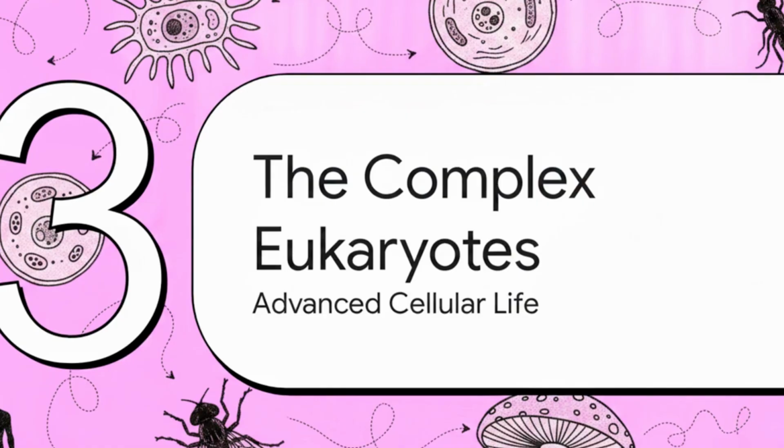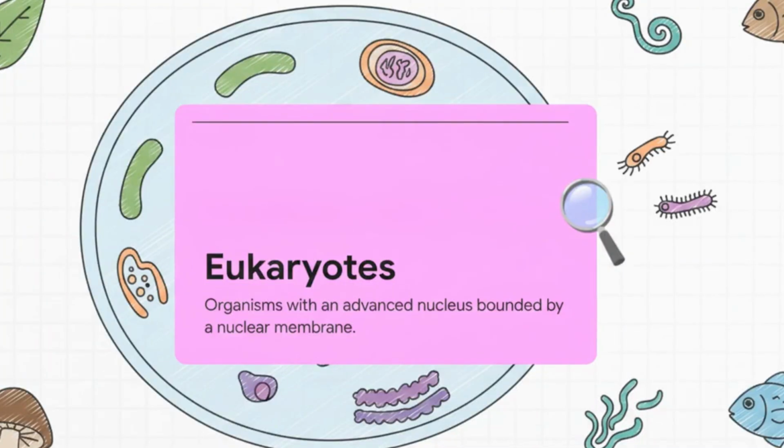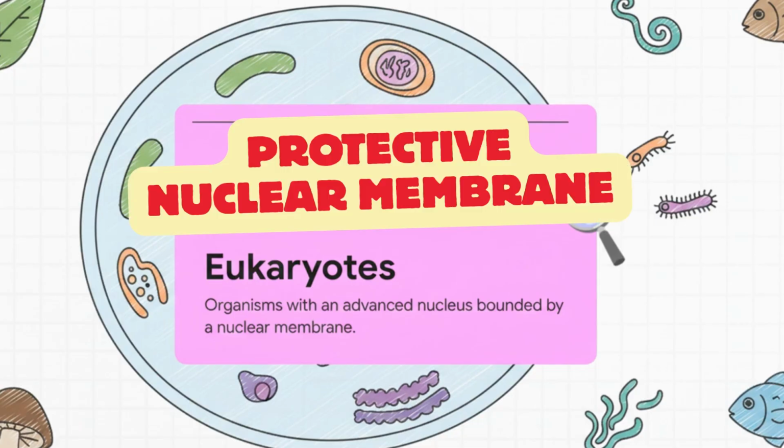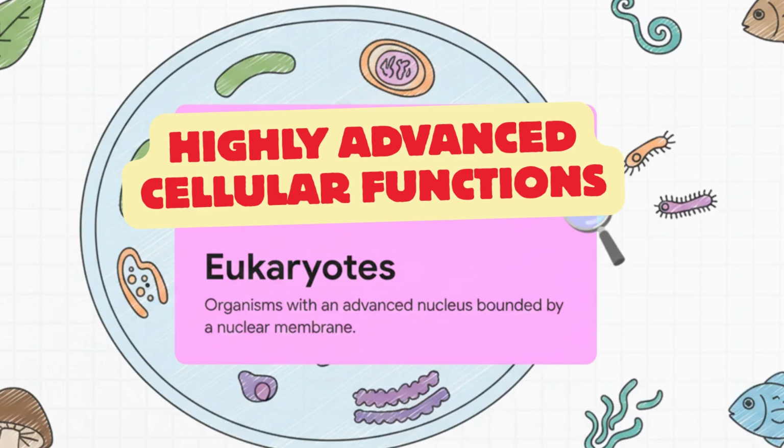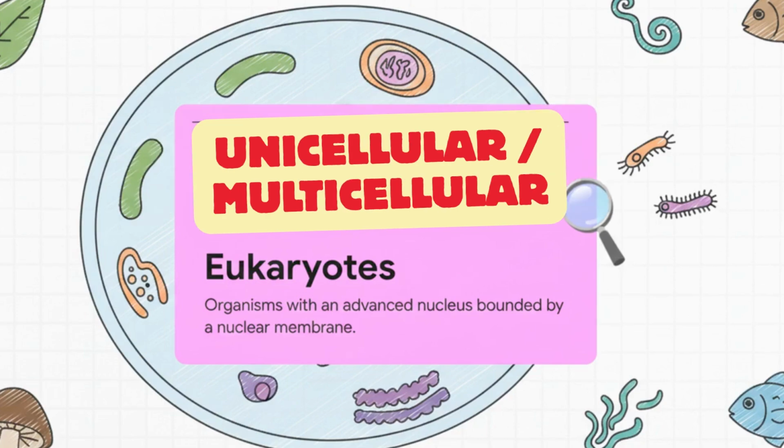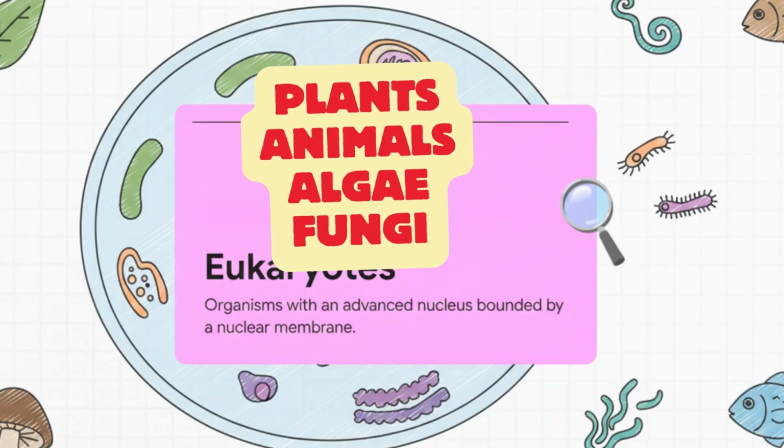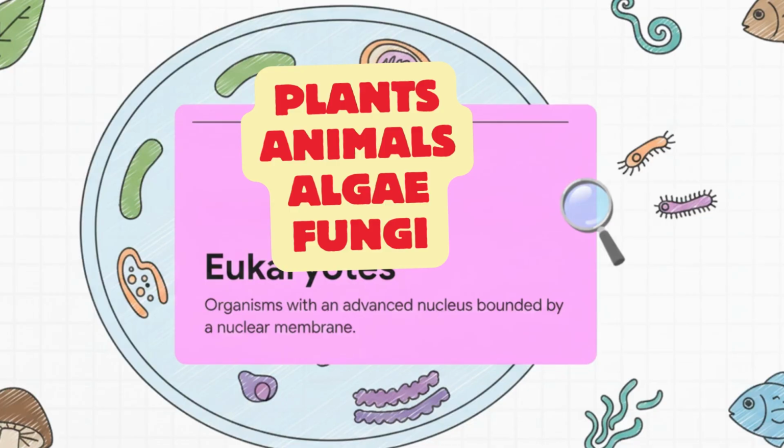Let's see how all this builds into the more complex life forms we actually interact with every single day. So, the absolutely crucial point here is that eukaryotes step up the complexity by using a protective nuclear membrane to hold their DNA. Eukaryotes possess highly advanced cellular functions, and they can be either single-celled or multicellular. This domain is massive. It encompasses everything from the macroscopic animals and plants you see when you look outside your window, all the way down to microscopic algae and fungi.